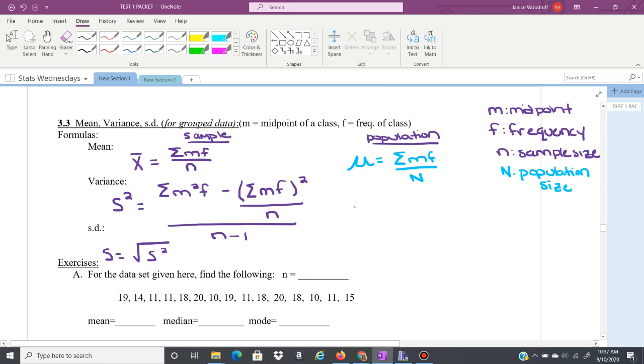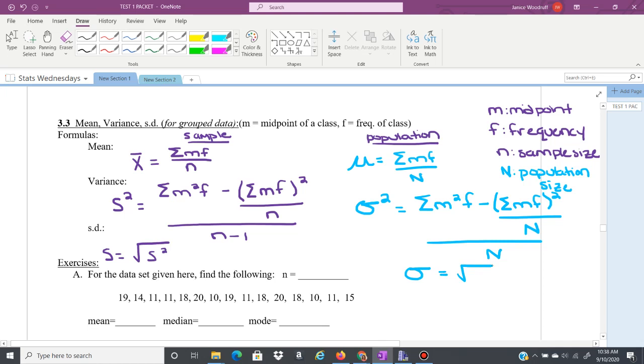All right, and then the variance, sigma squared equals the sum of m squared f minus parentheses the sum of mf in parentheses squared over n, and then that whole thing over n. And then the standard deviation is going to be the square root of sigma squared.